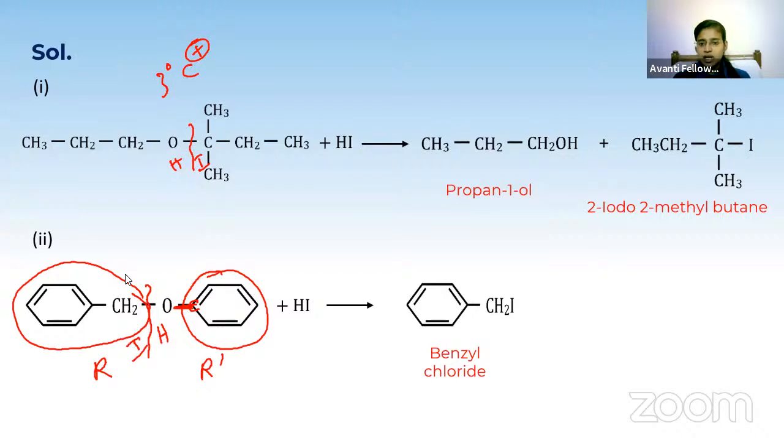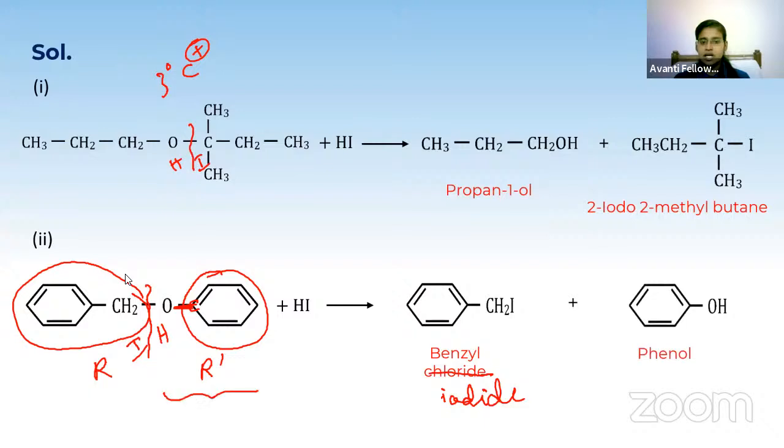Benzyl iodide. This is not chloride, it is iodide, okay? Benzyl iodide. And the other one is phenol. So this part is phenol and this is the benzyl iodide.